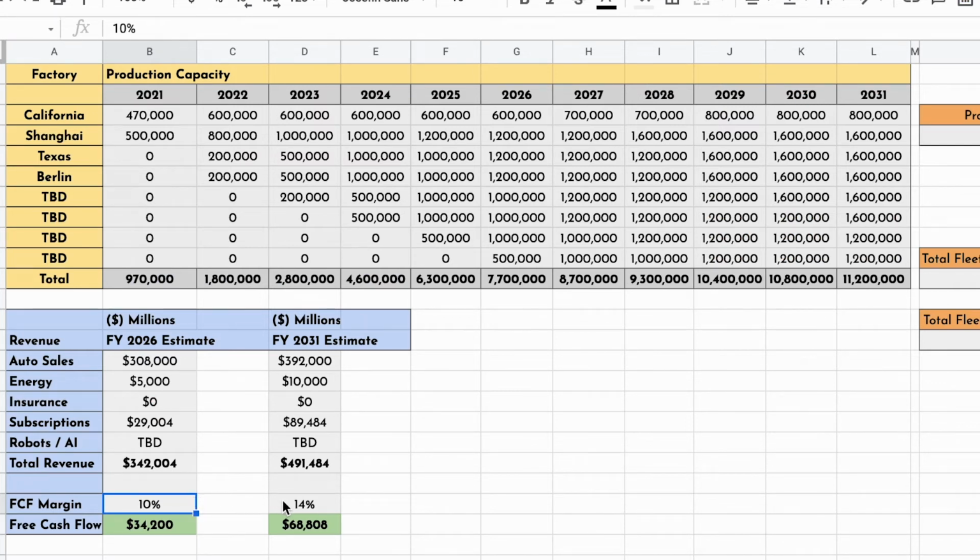For 2031, I used a 14% free cash flow margin to reflect Tesla's insanely profitable business model hitting that critical mass and reaching full scale. Again, I think 14% is very conservative and it could be a lot more. So that gives us a free cash flow estimate of 34 billion for 2026 and 69 billion for 2031. And you'll see why I marked them green in a second.